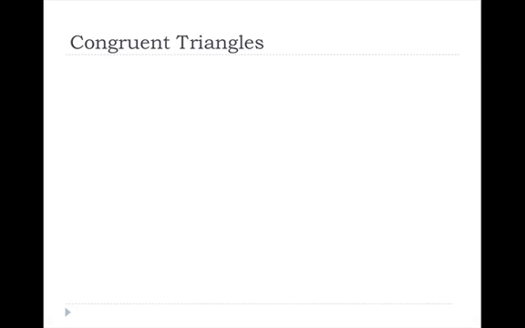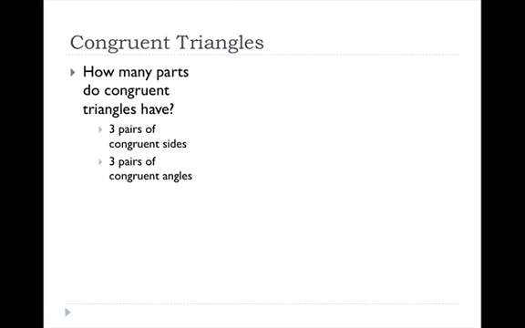Okay, so how can we prove if triangles are congruent? Well, first of all, we need to know how many parts there are. How many parts do congruent triangles have? Well, we all know that a triangle has three sides and three angles. So for triangles to be congruent, all three pairs of sides need to be congruent, and they need to have the same measure. And also all three pairs of angles need to be congruent. They need to have the same measure.